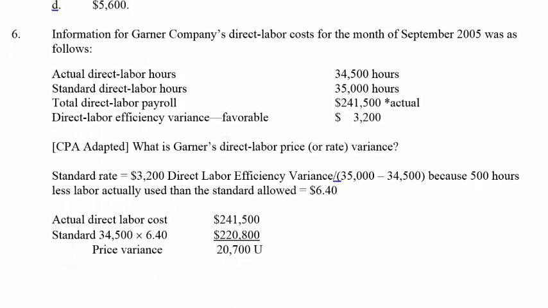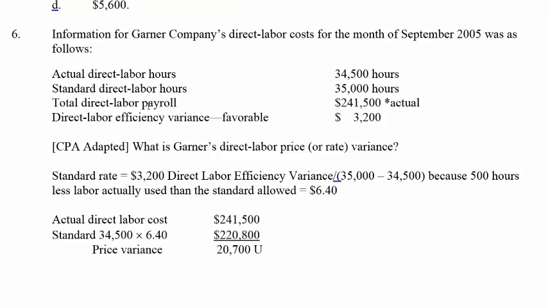Number 6 is another one. You've kind of got to work your way through the information. We have got Garner Company's direct labor numbers for the month of September. They actually used 34,500 hours. However, the standard labor hours expected for the same actual quantity of output is 35,000 hours. So we used 500 hours less than what we would have expected to see for the same level of actual output.